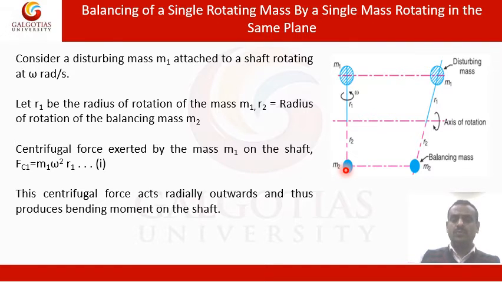The centrifugal force exerted by mass 1 on the shaft is Fc1 equal to m1 omega square r1. This is the centrifugal force produced by the disturbing mass m1. This centrifugal force acts away from the center of rotation, which tends to bend the shaft axis.